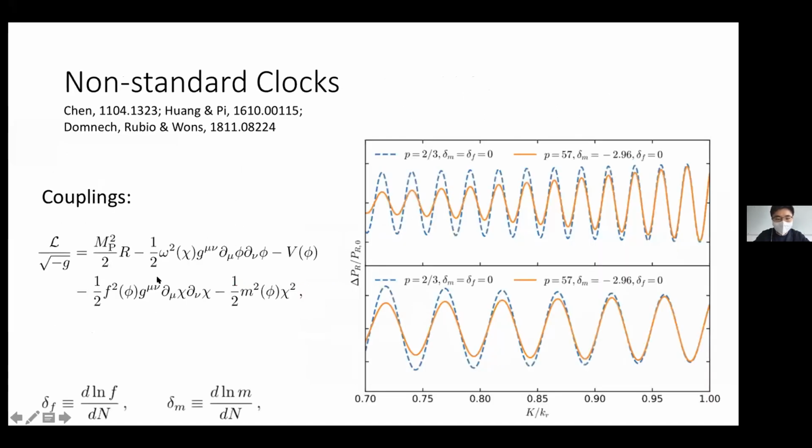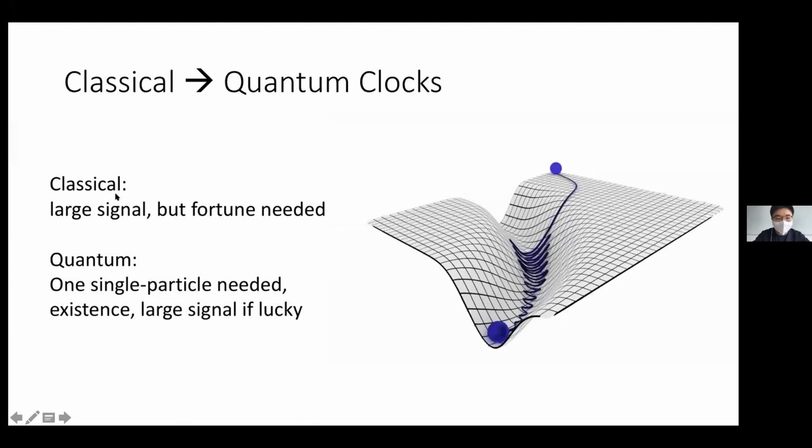So for a more general case, the mass is not a constant. It can couple with something like the scale factor. So this is called the non-standard clock. Non-standard means that mass is not a constant. Maybe it's time dependent or something. So for the classical signal, it can be large enough, but we need fortune to observe this. But for the quantum fluctuation, it always exists. So we prefer the quantum clock.